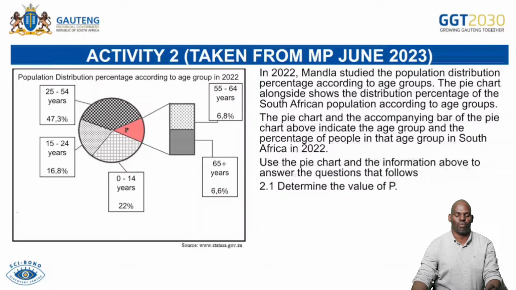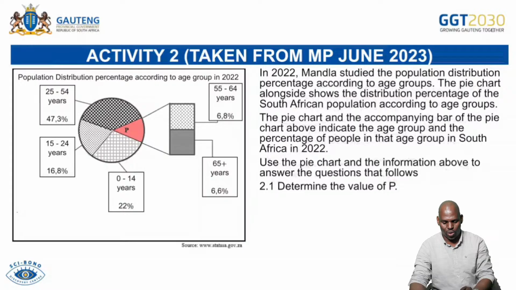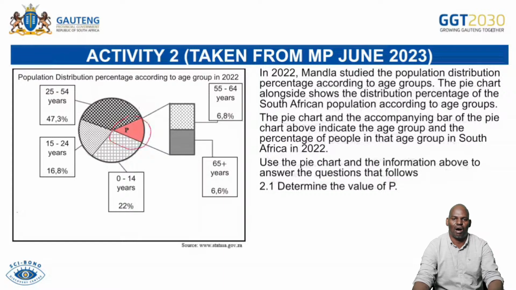There you've got a picture which is given. Question 2.1 says determine the value of P. Here it's the value of P, which is one sector of the pie chart. You can see that for this sector, the percentage is given. This sector, the percentage is given. For this sector, the percentage is given. But this sector, the percentage is not given. So what do we do to get this?